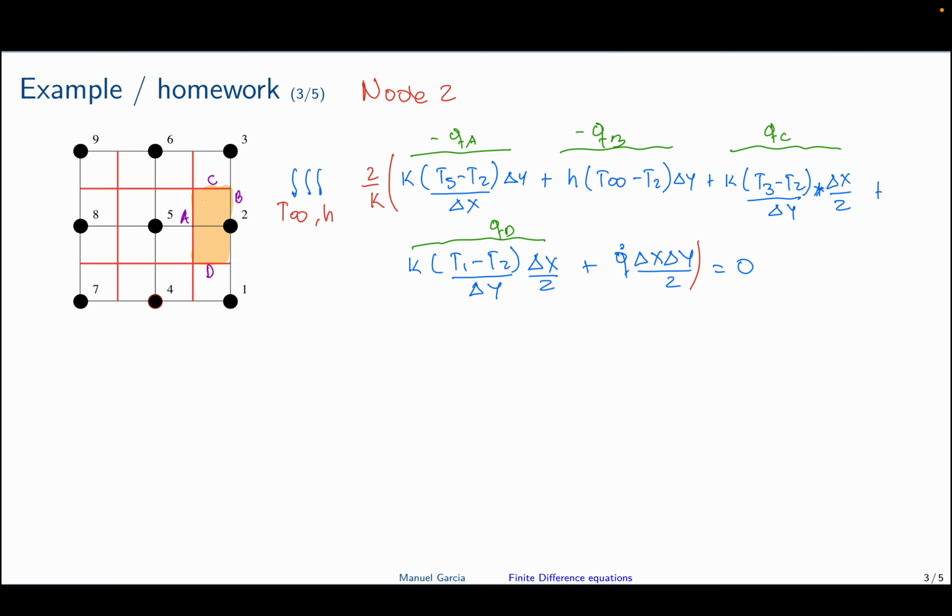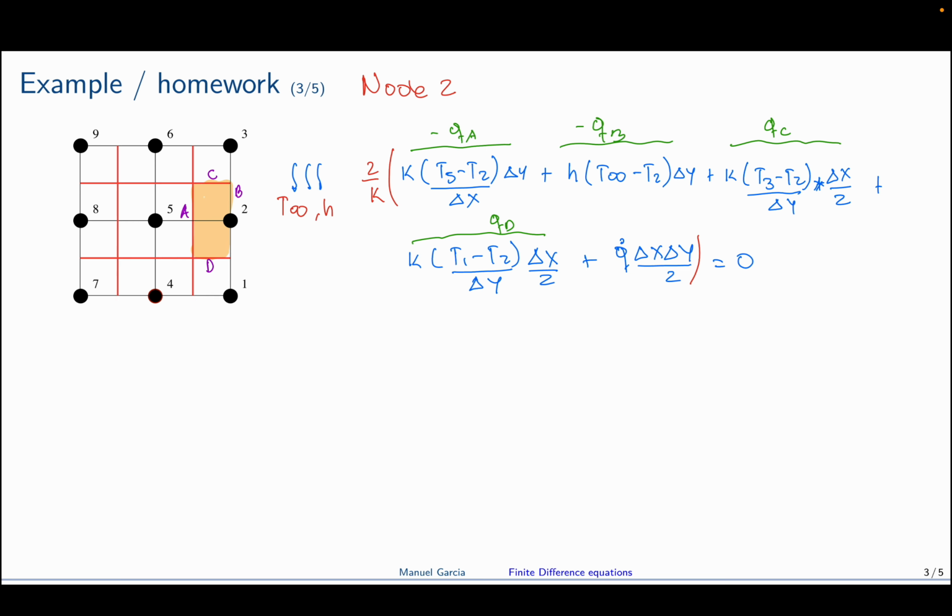So when we do that, we can simplify. We have the terms for T2. Okay, let's start with T1. So we have T1 and this term divided by K. Okay, let's simplify the delta X and the delta Y's because we are assuming that they are constant. So we have T1 in this case, and it's multiplied by 2.